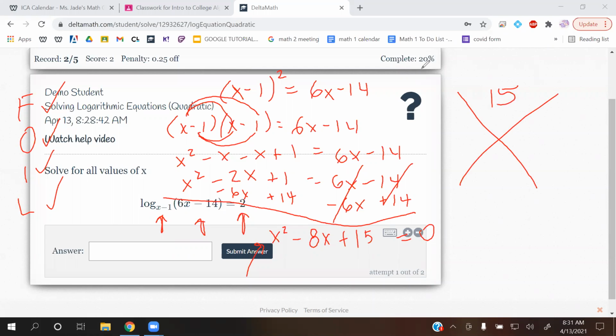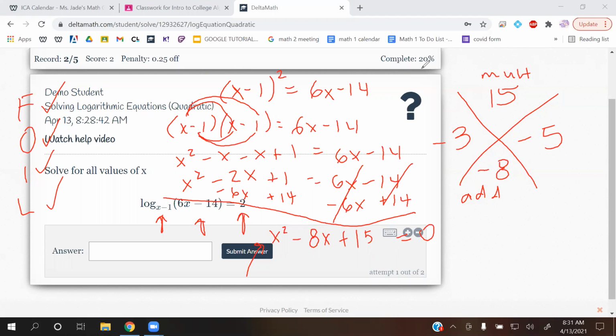15 goes on top. You want numbers that multiply to 15. The negative 8 goes on the bottom. You want numbers that add to negative 8. So what two numbers will do that? It's negative 3 and negative 5. Negative times the negative will give us a positive, so the positive 15. And when you add those two negative numbers, it gives us negative 8 on the bottom. So I could write this as (x minus 3)(x minus 5) equals 0.